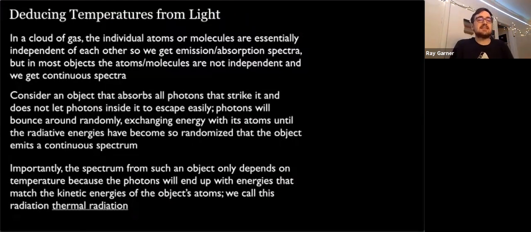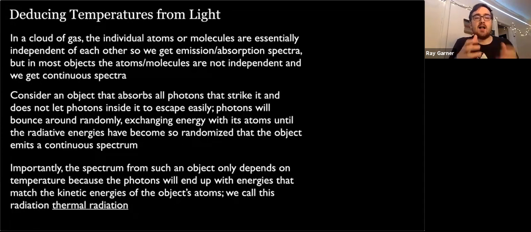So now consider an object that absorbs all photons that strike it and does not let photons inside it escape easily. We call this type of object a black body. Photons will bounce around randomly inside this black body, exchanging energy with the black body's atoms until all of the energies of the light inside the black body become so randomized that the object emits a continuous spectrum.